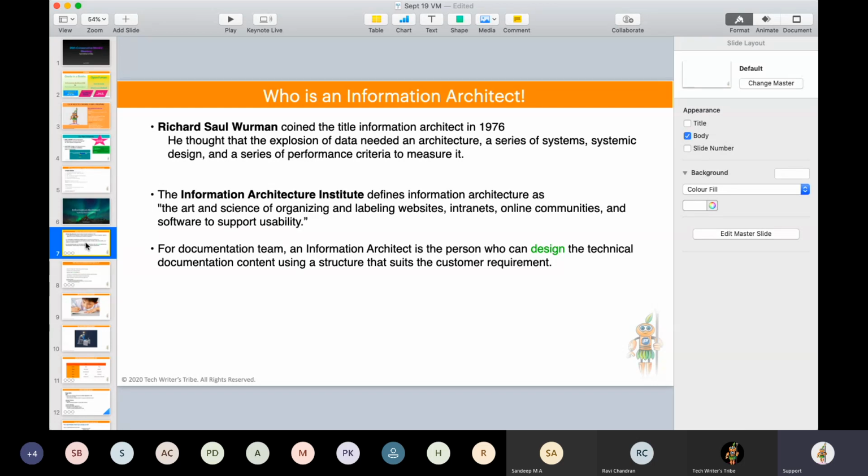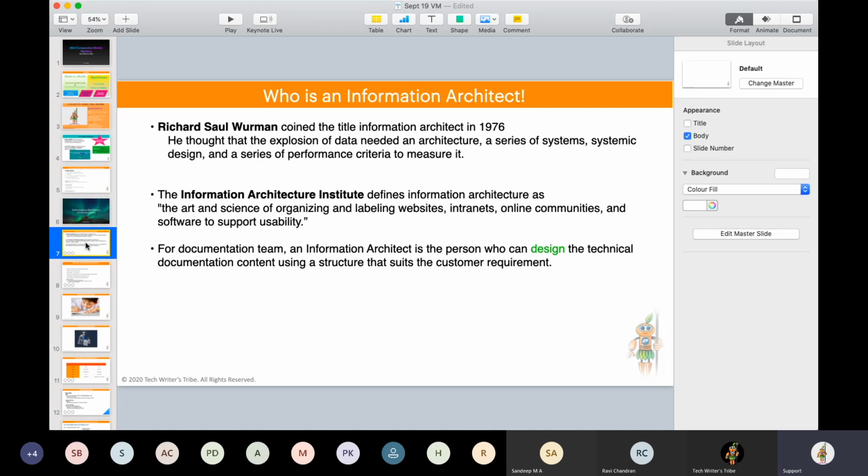Yeah. So he thought that the explosion of data needed an architecture, a series of systems, systemic design, and a series of performance criteria to measure it. So you see the terms series, systemic, just remember those terms. We will be using those terms later. So basically where he was working, he thought there is a lot of data coming in. Now that kind of data, we need to organize and have some better way to represent it. That's all he thought. And he came up with the term. So he's called the father of information architect, if you can call him like that.